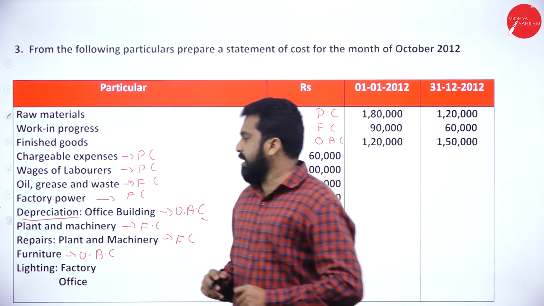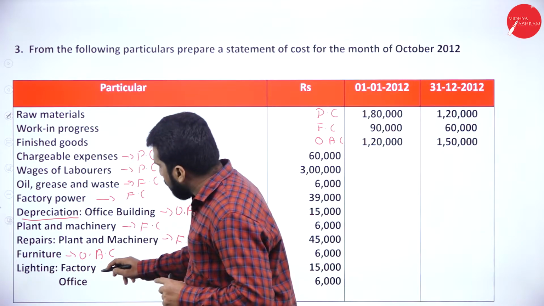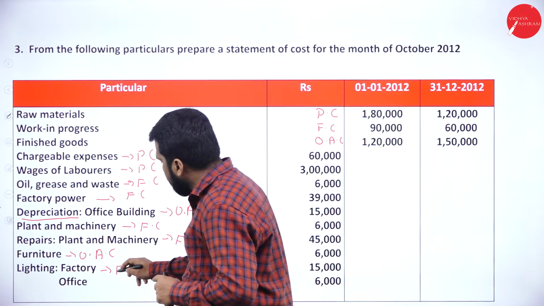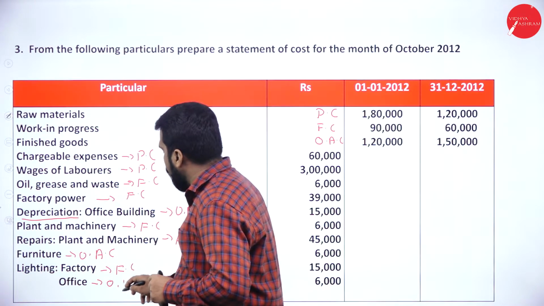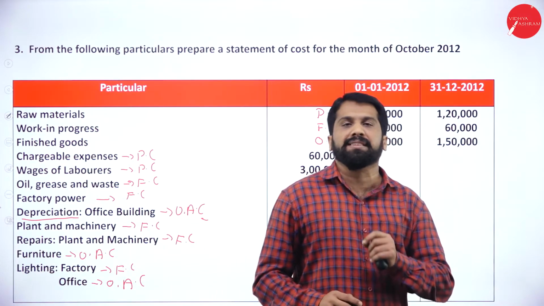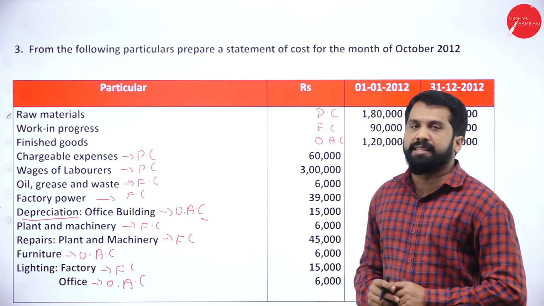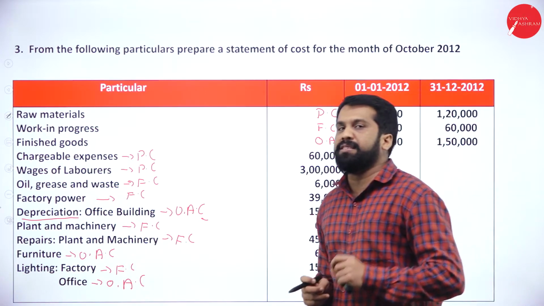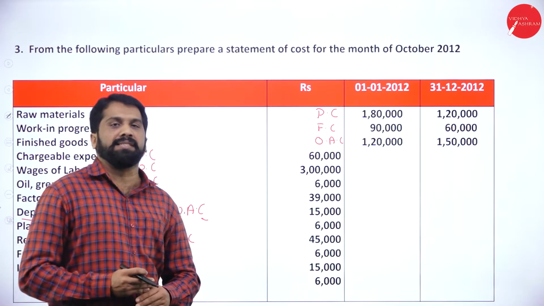Next, lighting. They have mentioned directly lighting for factory, so it will come under factory cost. Lighting for office will come under office and administration cost. They have given it directly. Hope you understood these things. Clear? Yes. Please take a screenshot so that while doing the answer, it will be easy.